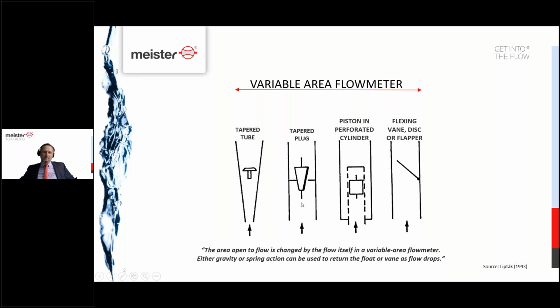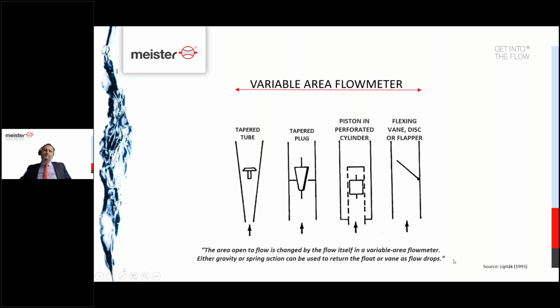Then we would have another type called the tapered plug, where the flow comes in bottom up, in this case, which can be any media, let's say water. Water would come in and would push up this cone here. On the very left and very right of the pipe there would be an orifice, so the water would have the chance to escape as we push up that cone. In this case, we have a parallel tube with a tapered plug. That's another quite common style to build variable area flow meters.